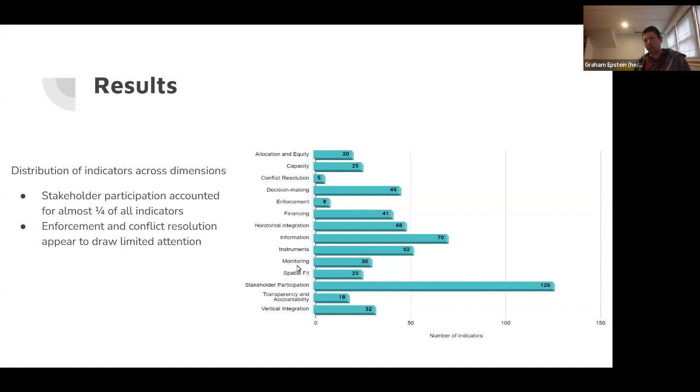In comparison, there was comparatively less attention to questions of enforcement and conflict resolution. People are interested in how we're making decisions about water governance, how we develop and share information among stakeholders, as well as the instruments that we're using, while the rest of the indicators seem to be around the 20 to 30 range.